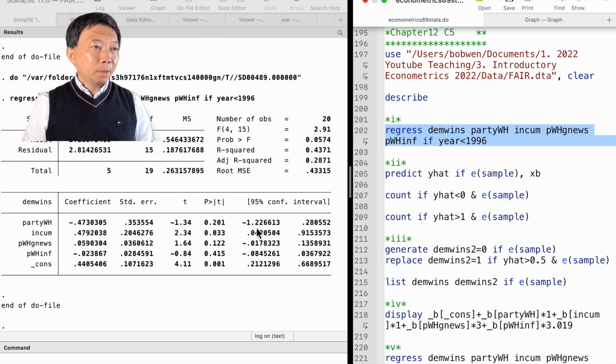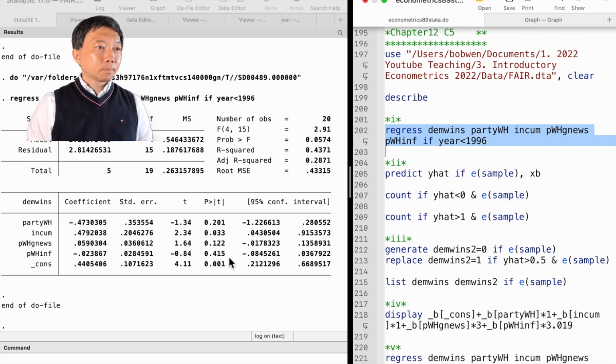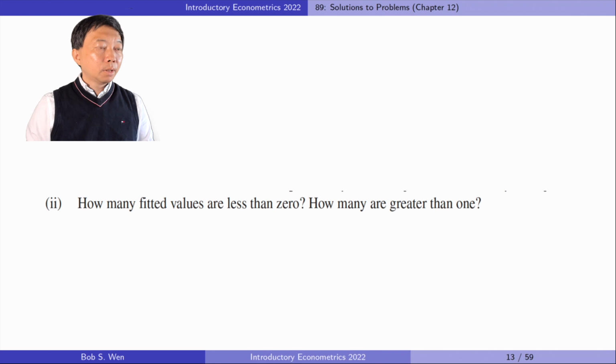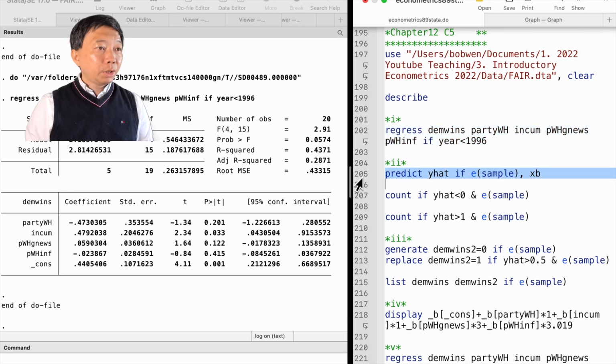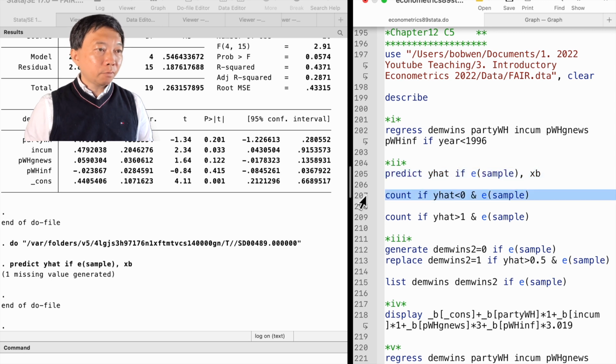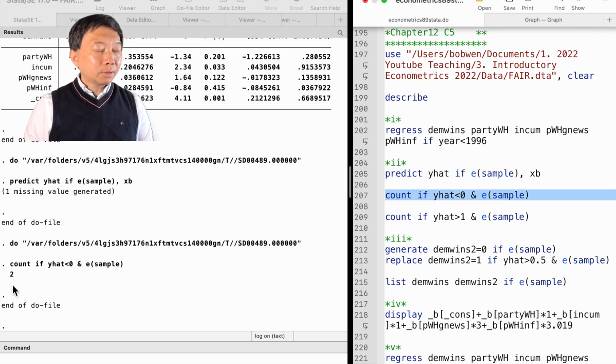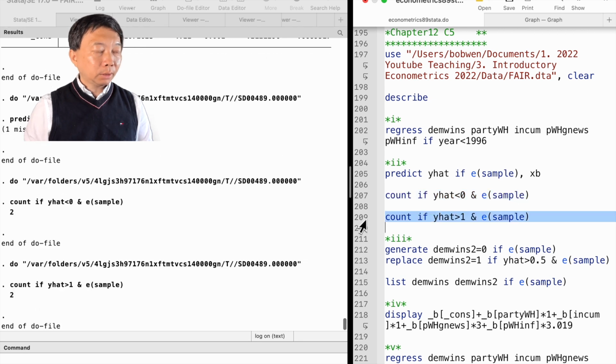The linear probability model shows that only the incumbent is statistically significant at the 5% level. The other three variables are statistically insignificant at the 10% level. Whether the candidate is incumbent affects the probability of winning. In Part 2, how many fitted values are less than 0? How many are greater than 1? We use the predict command to generate the fitted values. Two fitted values are less than 0 and 2 are greater than 1.